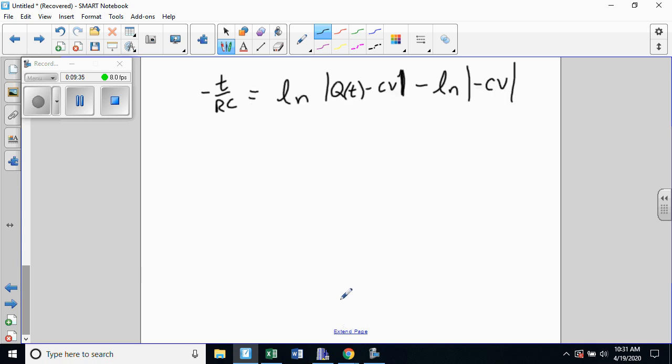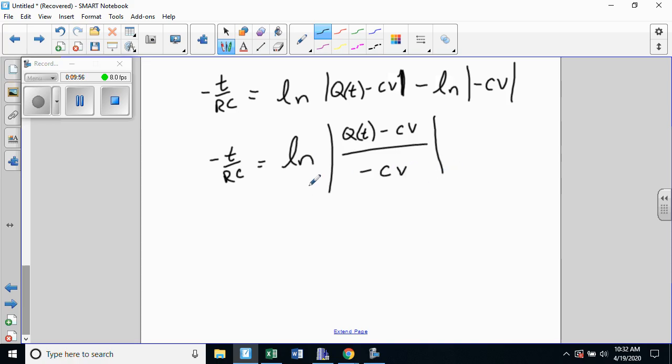All right. Well, when I have here a subtraction of natural logs, I know that's the same thing as the natural log of the quotient. So minus t over RC is equal to the natural log of Q as a function of time minus CV all over minus CV.